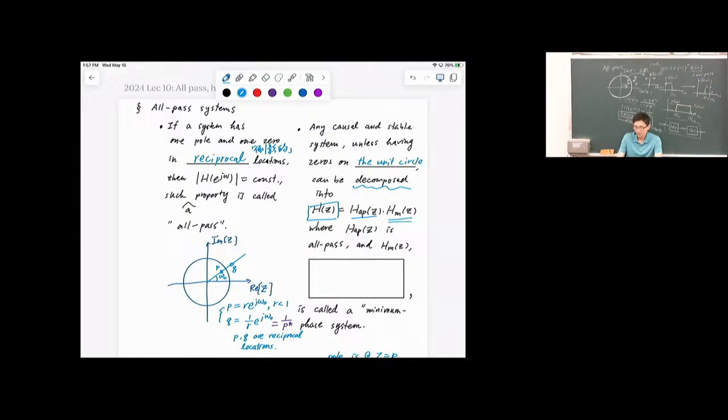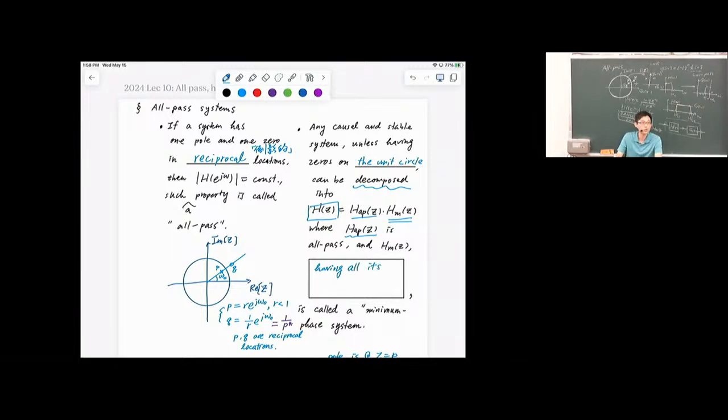And this something else, this H_AP is an all-pass, and H_min(z) is the other part in this expression. The other part in this expression is called a minimum phase system. A minimum phase system is defined as having all its zeros and poles inside the unit circle.